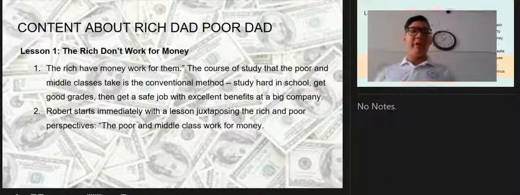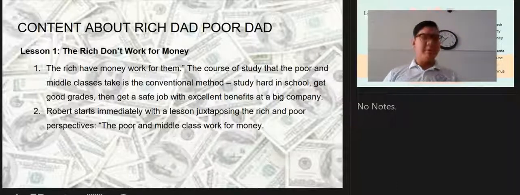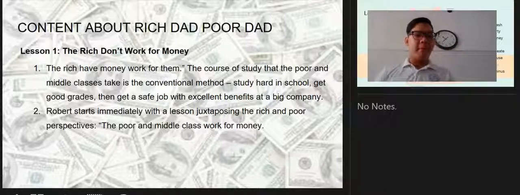Okay, good morning everyone. Now I'm gonna talk about the content of Rich Dad Poor Dad. For lesson 1, the rich don't work for money. This is the most important point. The rich have money work for them.